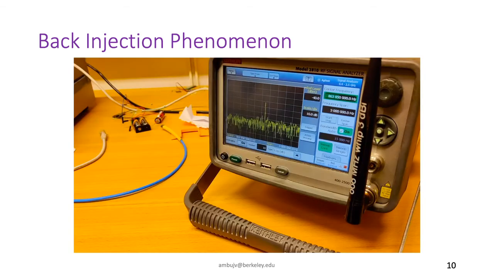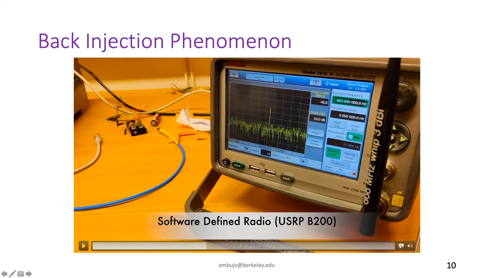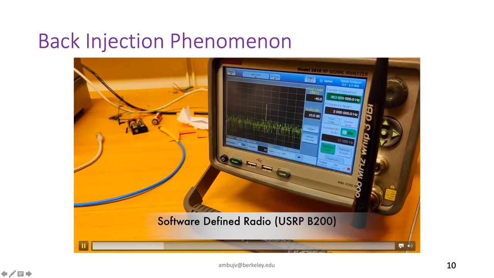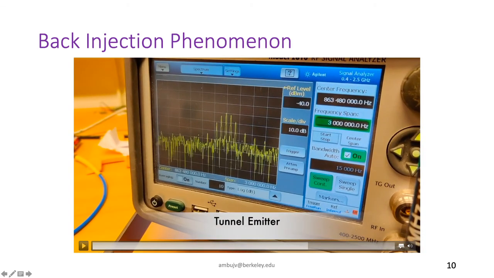We also illustrate it through this video. In this experiment, we co-located an emitter device with a backscatter tag, and we located a spectrum analyzer a few meters away. And we observed the spectrum as we backscattered the signal. First, we had a conventional emitter device, which is a software-defined radio. And as you can see, the backscatter signal is almost not noticeable because it's significantly weaker. Next, we replaced the software-defined radio with a tunnel emitter. And you see that the backscatter signals are now even as strong as the carrier signal because of the back injection phenomenon.